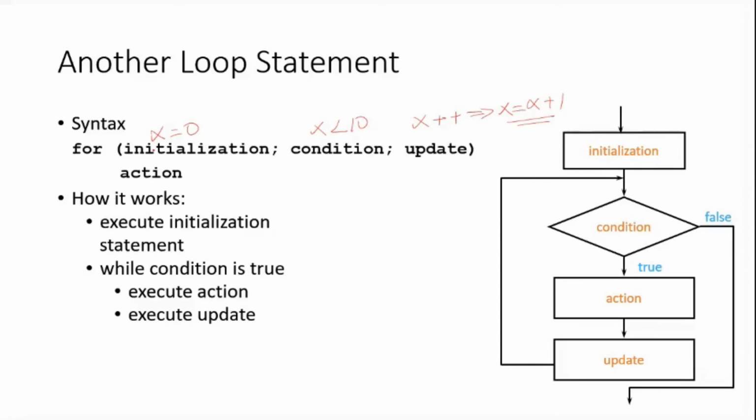So when x is 0 and x is less than 10, that is 10 times this particular action is being repeated, irrespective of what is happening to x. We don't change the value of x within this loop. If it doesn't change the value of x within this loop, this will run exactly 10 times, and on the 11th time it exits. So that is how this for loop works. It executes the initialization statement, while this condition is true we execute the action, and then it is being updated. So this is another type of looping statement.